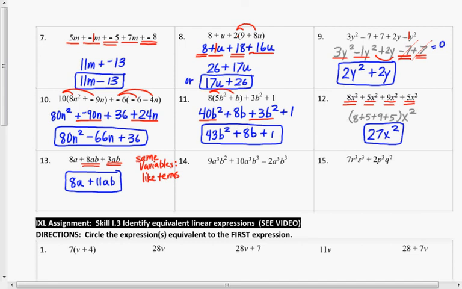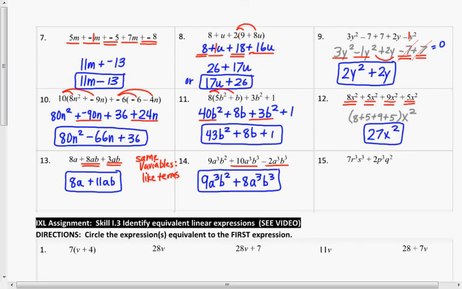All right, number 14. If you look closely here, I see a cubed b squared, but this one is a cubed b cubed, and another a cubed b cubed. So those two terms are like terms. The first one doesn't change at all, but the like terms can be combined into a single term. 10 minus 2 makes this 8, a cubed b cubed.